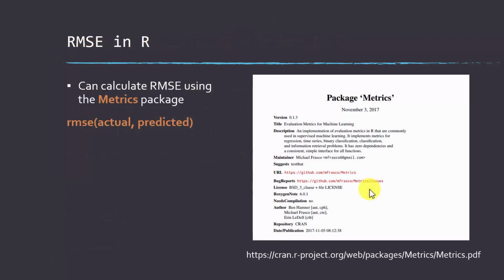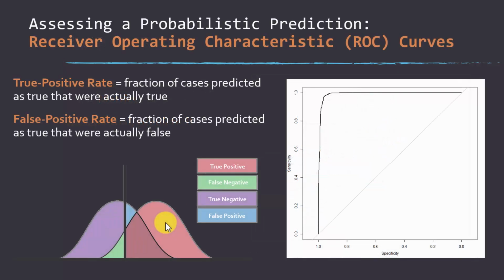If you're interested in calculating RMSE and R squared, I would recommend the Metrics package. It has functions for calculating MSE and RMSE and some other measures, and it's very easy to use. So here's an example. To get RMSE, you just throw at it the actual values and the predicted values, and it'll throw you back an RMSE based on those numbers. And here's a link to the documentation for that specific package.